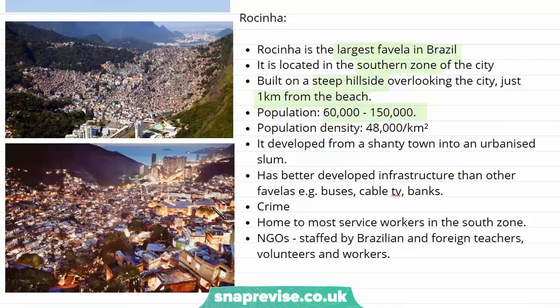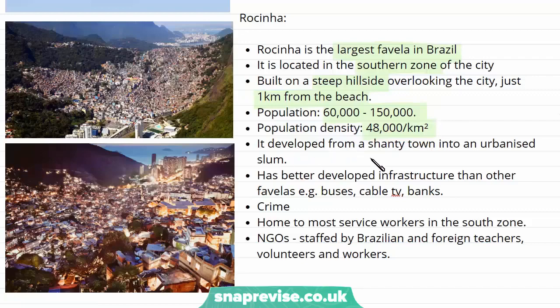So in terms of population density, there are roughly 48,000 people living per kilometre squared, which is extremely high population density because people are literally living on top of each other in these makeshift houses.